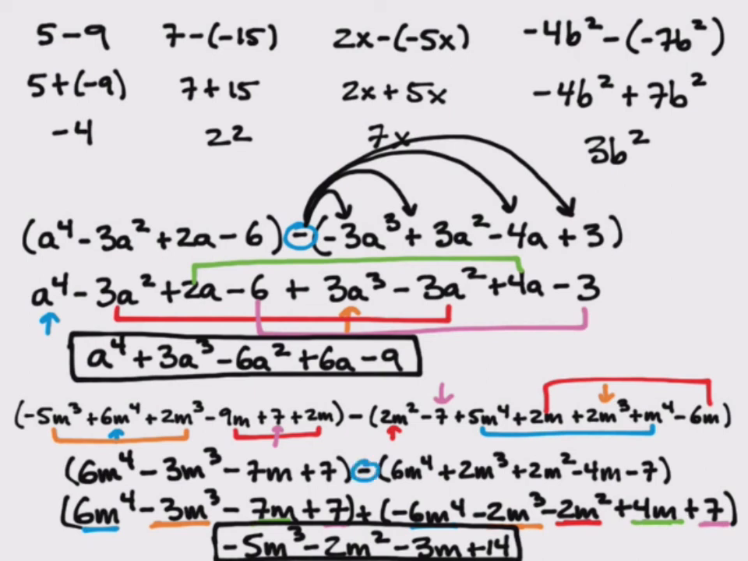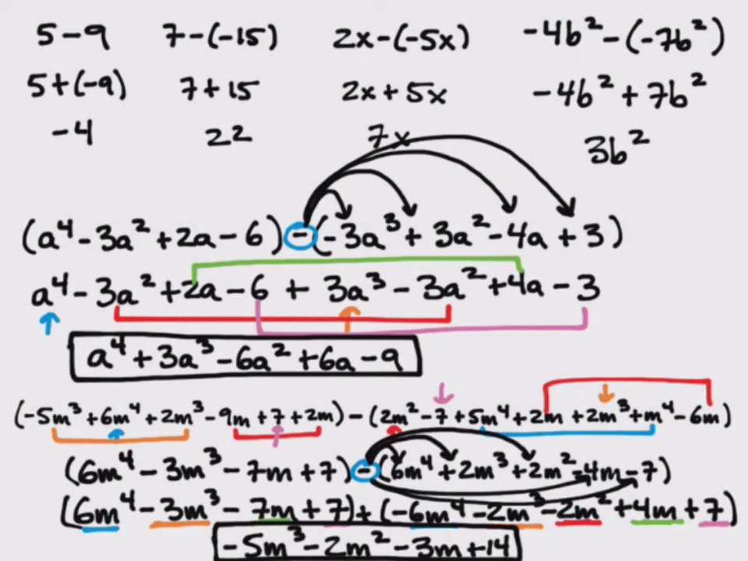Or, in our second example, you have this subtraction sign or this negative sign, and you have the option of distributing it or applying it to every term in that second polynomial. And so you end up with a negative 6m to the fourth, and a negative 2m to the third, and a negative 2m to the second, and a positive 4m, and a positive 7. You can totally use whichever method you want.